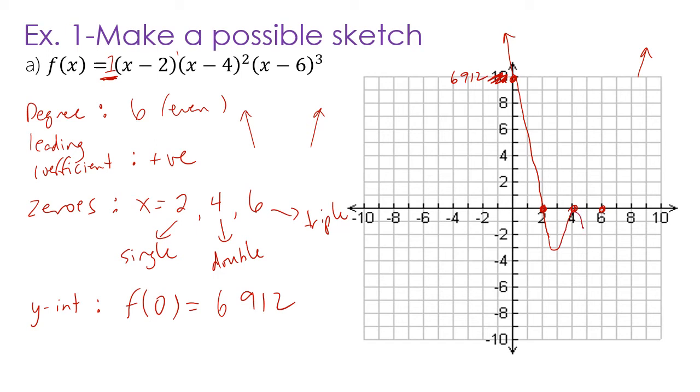And then at 6, it's a triple root, so it does like a little wiggle. It's an inflection point. So all I'm going to do is something like that, just to show that there's a bit of a wiggle there. And that is a possible sketch. And then don't forget to label it f of x, and that's our x-axis, and that's our y-axis. So easy as that.